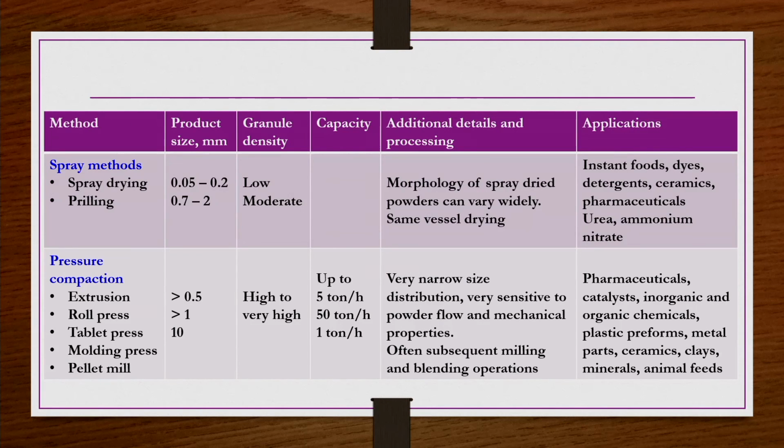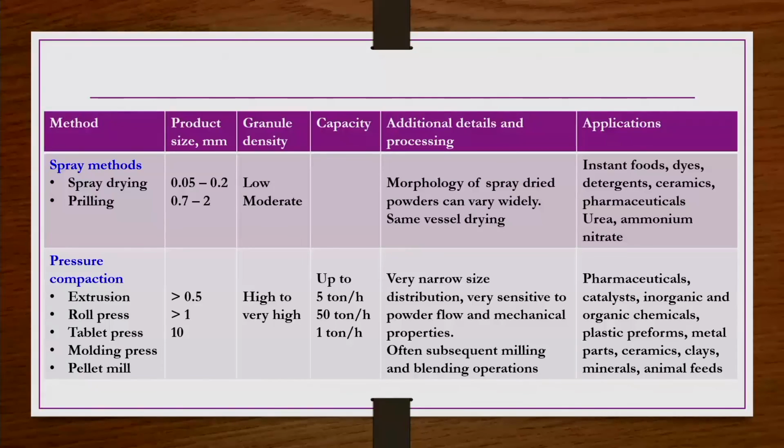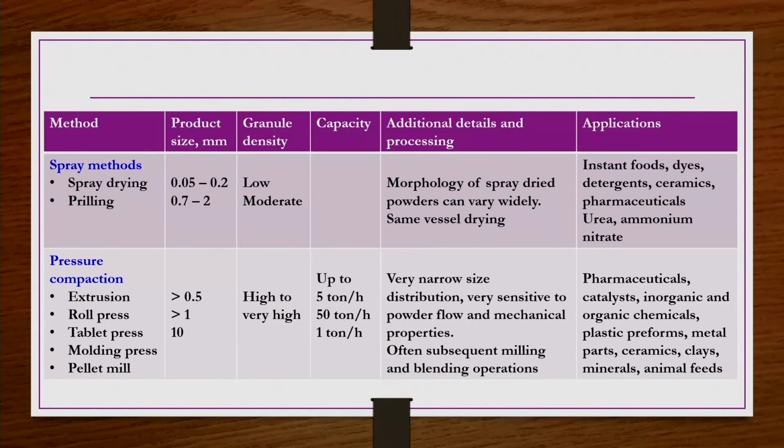The next method of size enlargement is pressure compaction. Several types of pressure compaction are possible: extrusion, roll press, tablet press, molding press, and pellet mill. The product size by extrusion is in general more than 0.5 mm, whereas the roll press produces products of size greater than 1 mm, and the tablet press in general of size 10 mm. The density of the granules produced by pressure compaction is in general high to very high, whereas extrusion can handle a capacity up to 5 tons per hour, and the roll press 50 tons per hour.